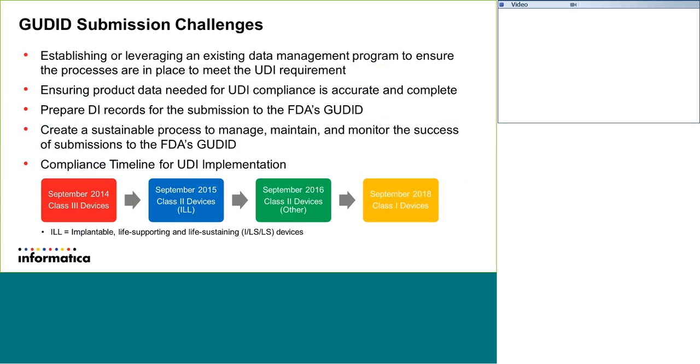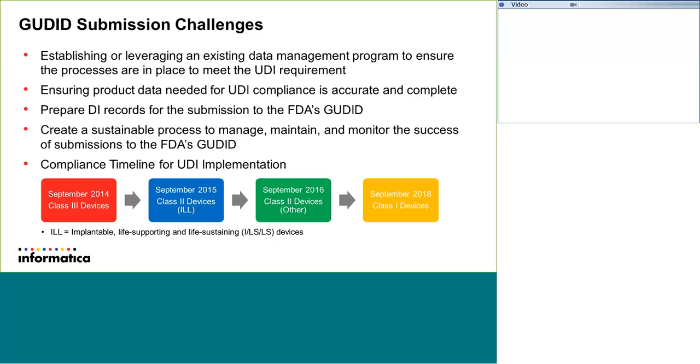Labelers need to ensure that product information required for UDI compliance is available, accurate, complete, consistent, and standardized so it can be properly submitted to FDA's GUDID. Another important challenge is to establish a sustainable process to manage, maintain, and monitor the success of submissions to the FDA's GUDID. This will help to ensure data accuracy, completeness, traceability, and continuous process improvement.